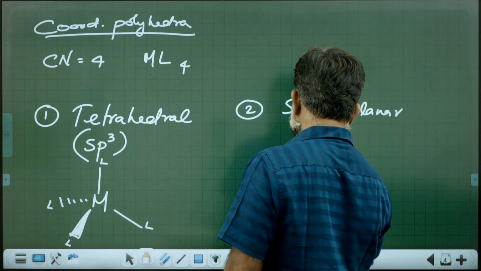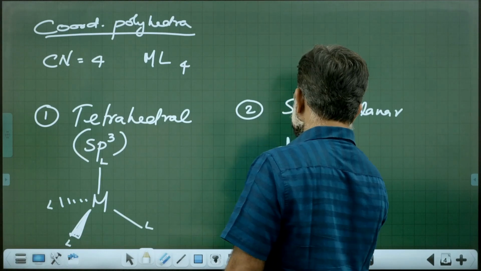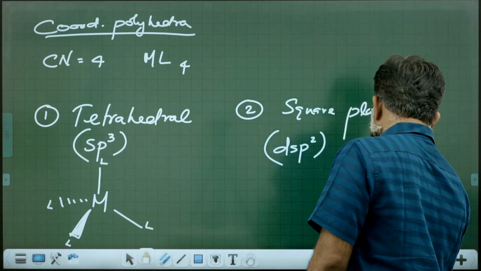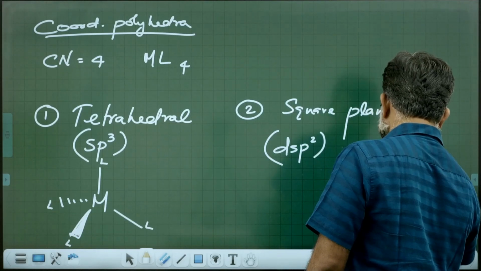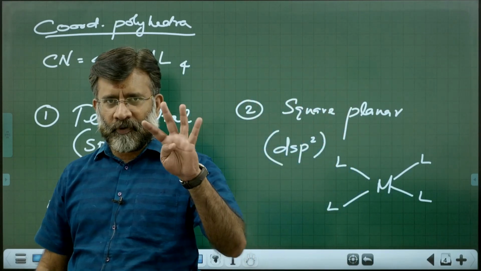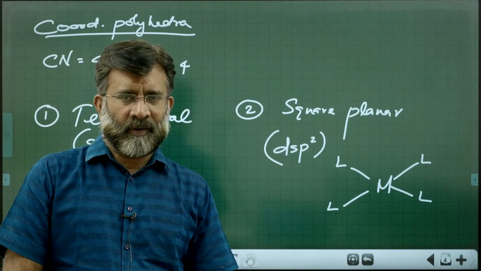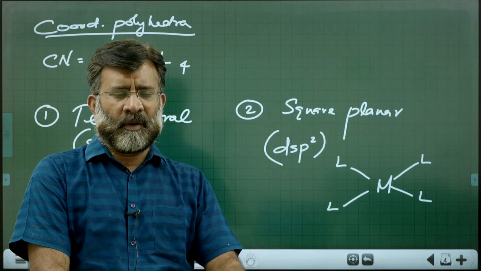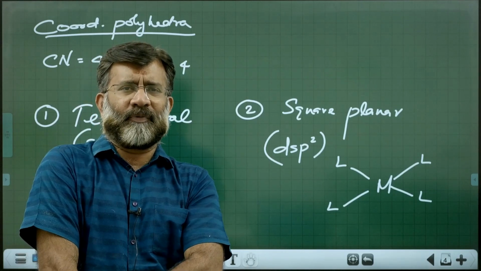What is a square planar system? It undergoes dsp2 hybridization, and it will be like this. Square planar system. So coordination number 4 can be either a tetrahedral complex or a square planar complex. Both are very commonly discussed complex molecules, all of you know.